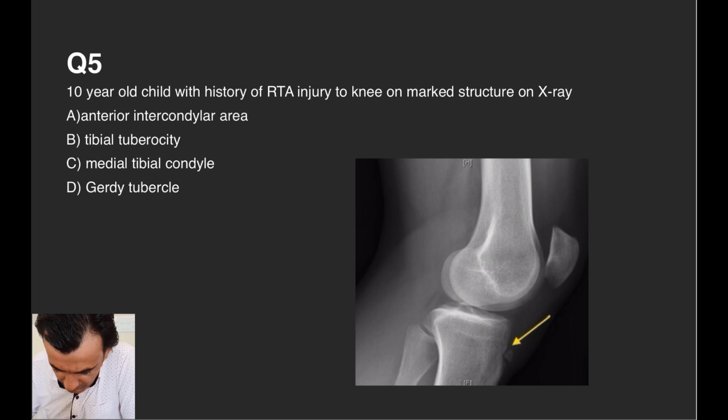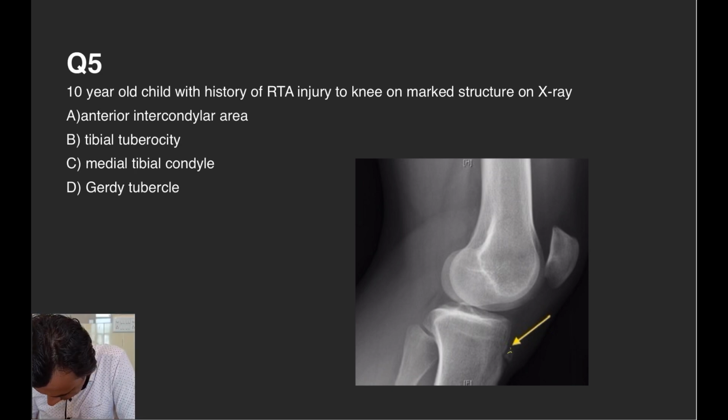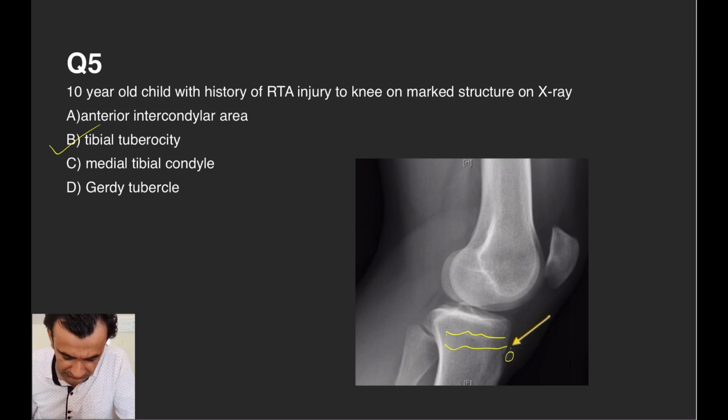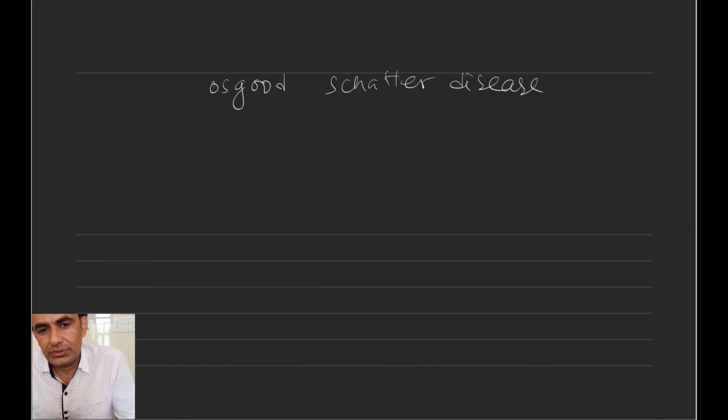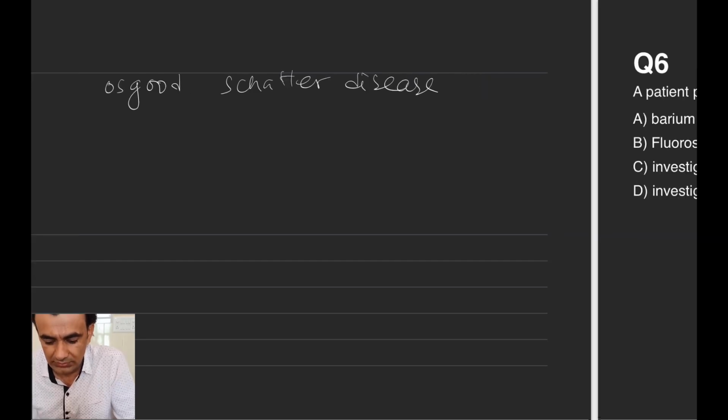A 10-year-old child presented with history of RTA, injury to knee, and a marked structure on X-ray. What is the diagnosis? The structure marked here is the tibial tuberosity. The epiphysis was not closed in this X-ray. In exam the X-ray was given of unfused epiphysis of a child. So the answer is tibial tuberosity fracture. This is known as Osgood-Schlatter disease, but Osgood-Schlatter disease was not in the option. The option was tibial tuberosity fracture.